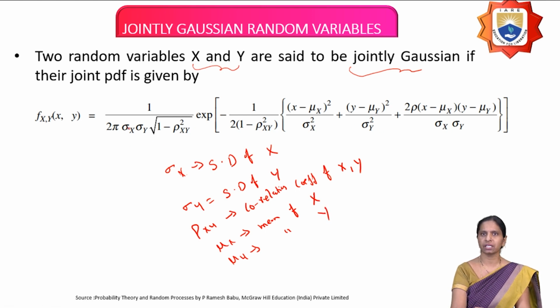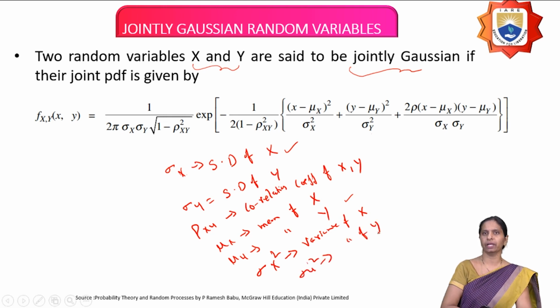Therefore, sigma x indicates the standard deviation of random variable x as well as sigma y for random variable y. Rho xy represents the correlation coefficient, mu x represents the mean of the random variable x, and mu y represents the mean of the random variable y. Sigma x square and sigma y square represent the variances. We already know the definitions of standard deviation, mean and variance. Sigma x square is the variance of the random variable x, and sigma y square is the variance of the random variable y.